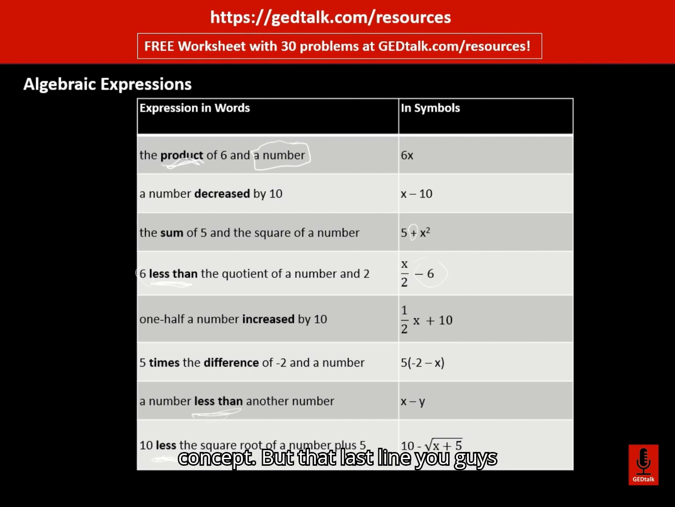But that last line, you guys, notice how it says 10 less the square root of a number plus 5, and it gives us that 10 at the beginning of the expression. So 10 and then less, which means minus the square root of x plus 5. So just make sure you're really paying attention to the difference between the less and the less than.